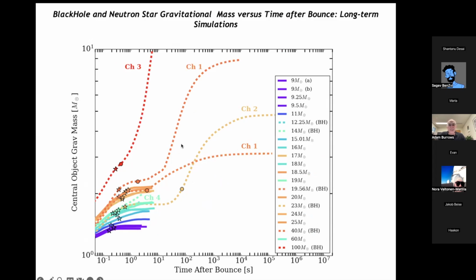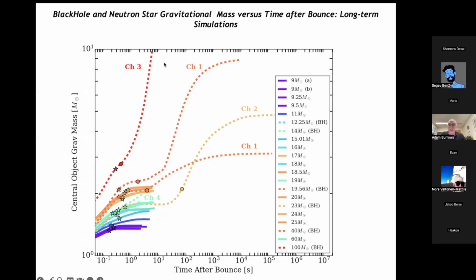And I'll call your attention to what we call channel 1 here. We have two models there, and the stars and the circles. The star, again, is when the thing exploded. The circle is when it formed a black hole. And you can see the time between the star and the circle is very different for these models that are dashed, that form black holes eventually.